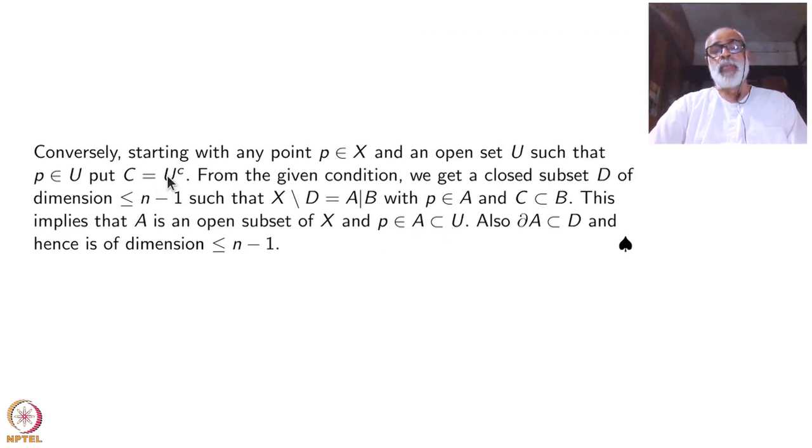Okay, because it is disjoint from this C, that's all. Also, the boundary of A will be contained inside D and hence of dimension less than or equal to n minus 1. So, what we have done? Starting with any point and an open set, we have produced a neighborhood A such that its boundary is of dimension less than or equal to n minus 1. This just means that we have a base for X consisting of elements A such that their boundaries have dimension less than or equal to n minus 1. So, that means that the dimension of X is less than or equal to n.